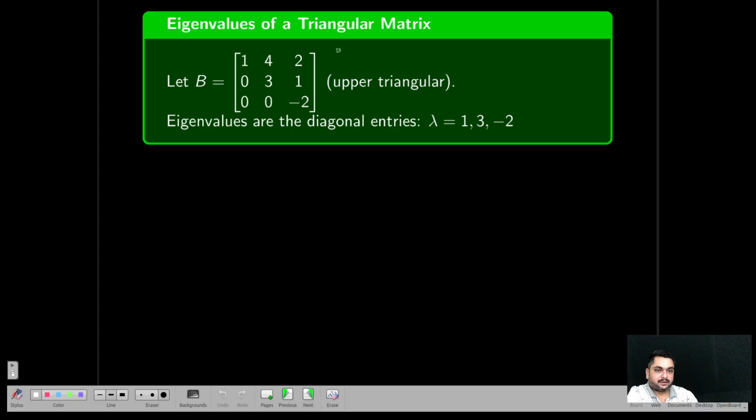Eigenvalues of a triangular matrix. So let us say this is an upper triangular matrix. Eigenvalues are the diagonal entries, that is lambda equal to 1, 3, minus 2. So if they ask upper triangular or lower triangular, you need not find using the characteristic polynomial. Just these entries will give the 3 eigenvalues for this matrix.